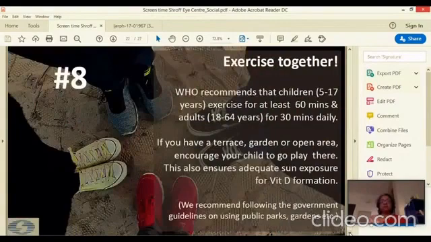So exercise together. What was talked about. If you happen to have space, do yoga together. And if you have an open area, let the child go there and play. Also ensures adequate sunlight exposure and also vitamin D.